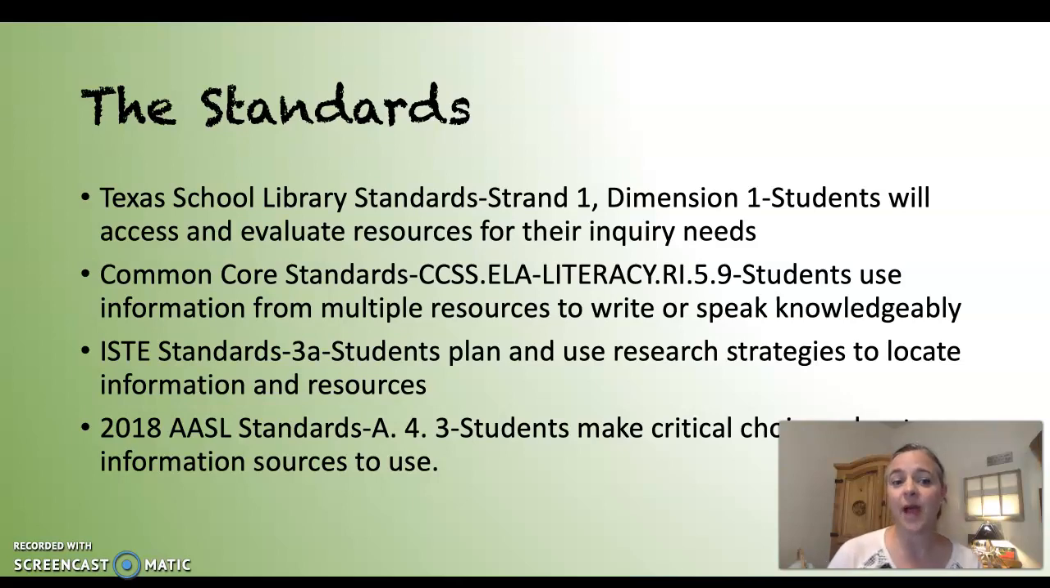You will be able to access and evaluate information resources for your inquiry needs. The Common Core standards: you will be able to use information from multiple resources to write or speak knowledgeably. The ITSE standards: you will be able to plan and use research strategies to locate information and resources. And the AASL standards: you will be able to make critical choices about information sources to use.